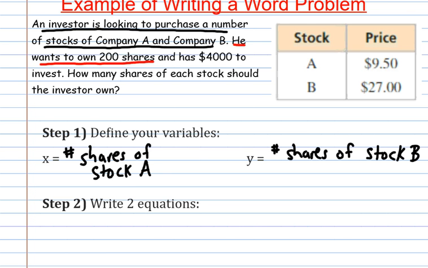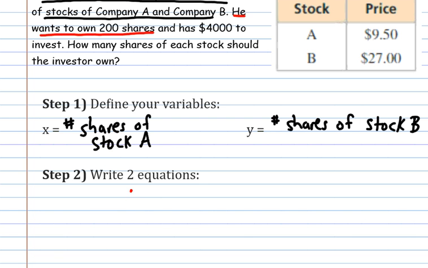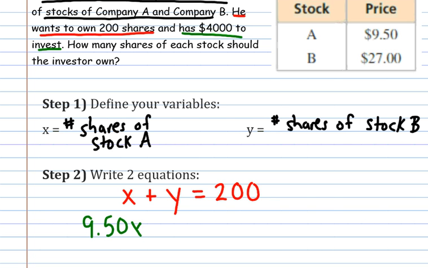So there's one equation. We know the number of shares in stock A plus the number of shares in stock B, which was Y, has to equal 200 shares. Then it also says that he has $4,000 to invest. Well, stock A is $9.50 for each one. So $9.50 for stock A plus $27 for stock B has to total the $4,000 that he is able to spend. There's my two equations.